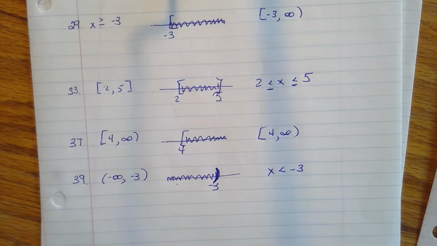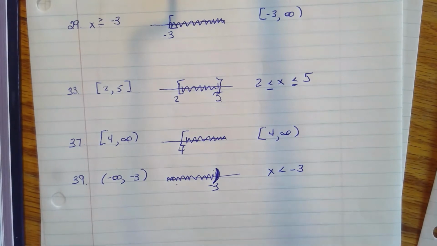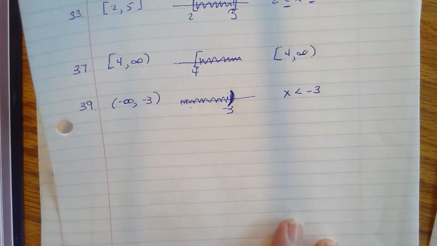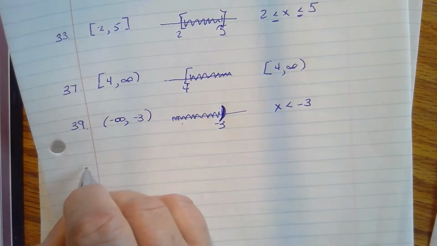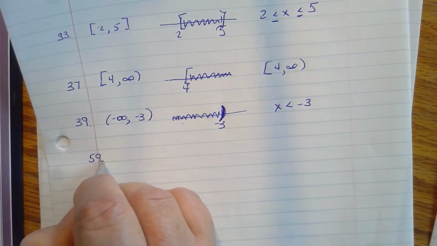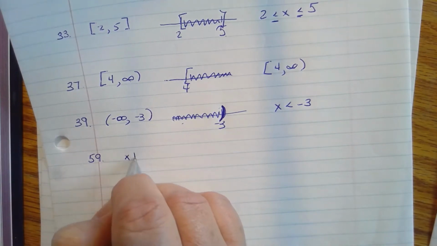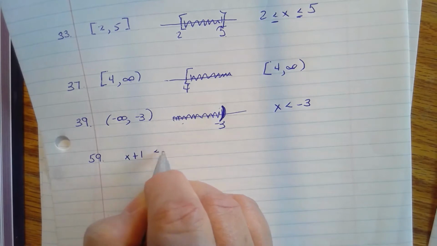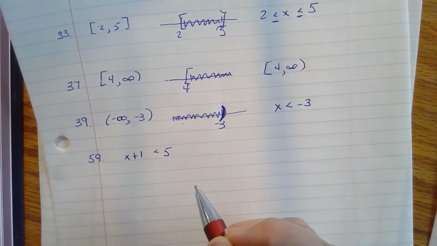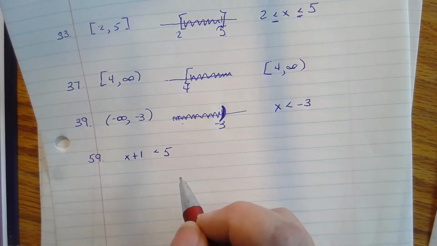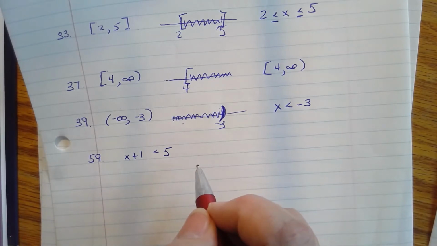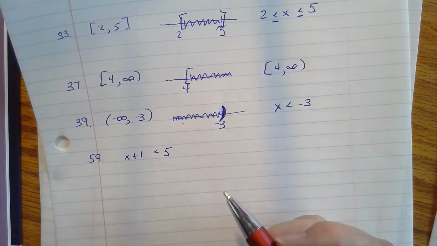Alright, so that's some practice on interval notation. Now we're going to move on to actually solving the inequalities. And we'll turn the page and go to number 59 that has x plus 1 is less than 5. And it tells us to solve it and to write it in set notation or interval and to graph it.